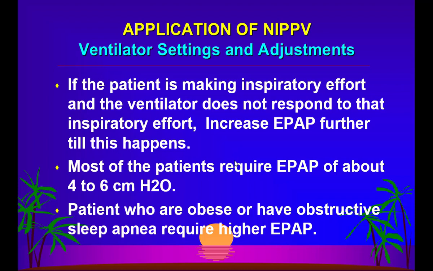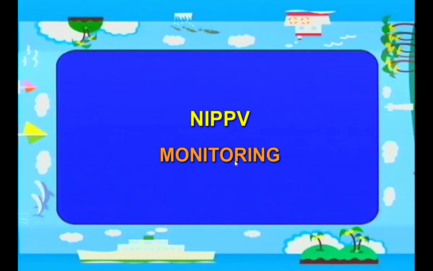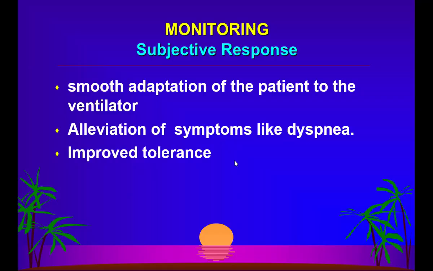You can't have an EPAP of 4 and an IPAP of 16 to 20. That is not correct. Not more than 10. The gradient should not be more than 10. Okay. Now, how do you monitor them?